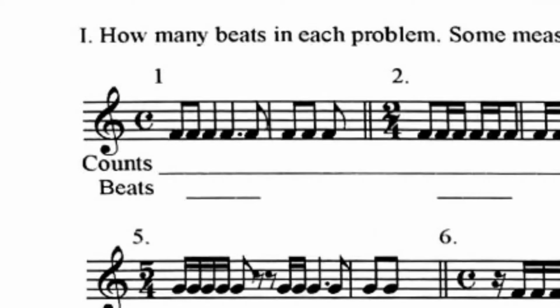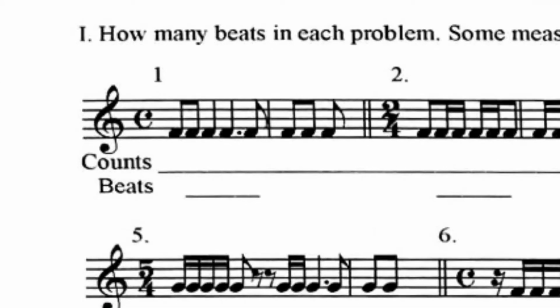So first, how many beats in each problem? Well, this is common time, 4/4, so we know that a beat equals 1 quarter note. So let's just bracket them, 1, 2, this dotted equals 3 eighth notes, and then one more. So altogether that's 2 beats there, 1, 1, and 2.